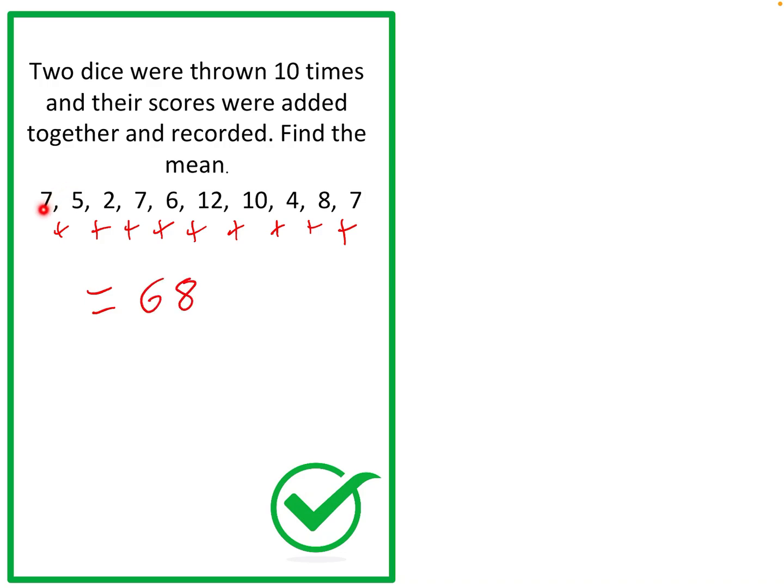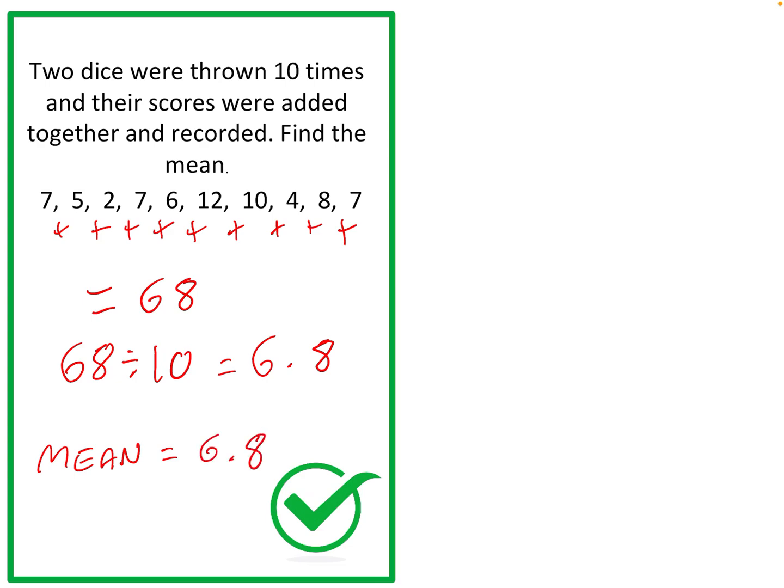And now what I need to do is count how many bits of data I actually had. So I had 1, 2, 3, 4, 5, 6, 7, 8, 9, 10. So I had 10 bits of data. Okay, so 68 divided by 10, and once I've divided by 10, that will give me 6.8, and therefore my mean is equal to 6.8. Okay, now hopefully you've seen here I've not changed anything I've done.